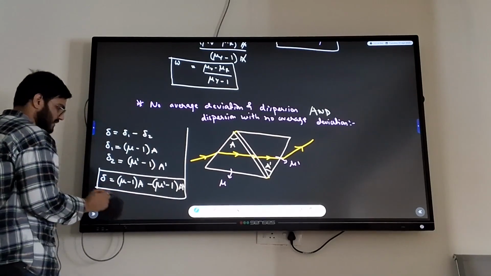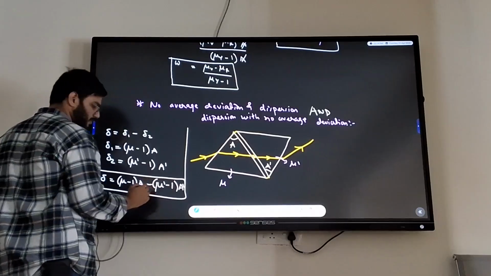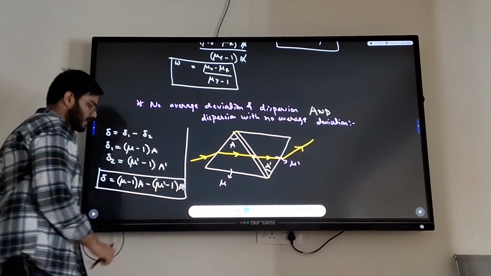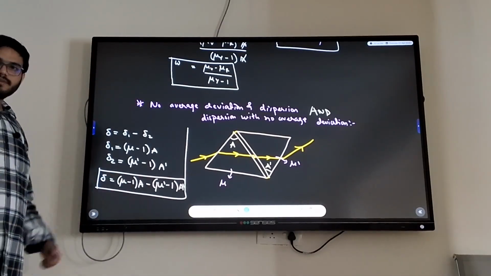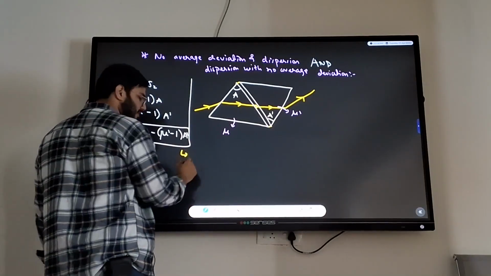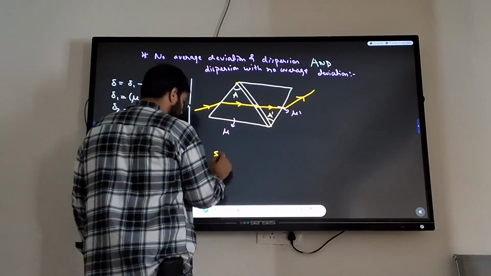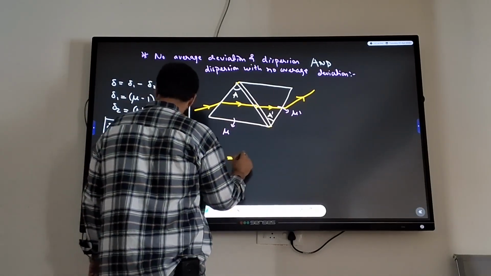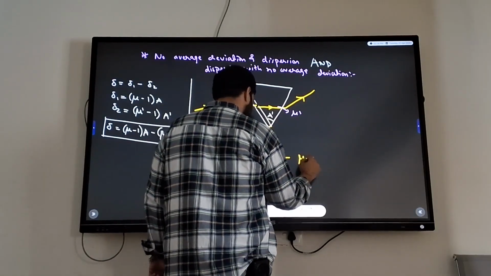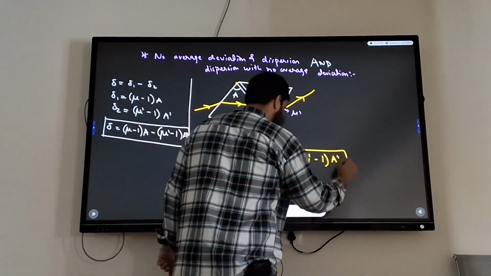If we have a setup like this, now we will do all the discussion for this setup only. And what will be the average deviation here? What is average deviation defined to be? That's defined only for yellow color. Then what will I write? Delta yellow is equal to (mu y minus 1) into A minus (mu y dash minus 1) into A dash. This is the definition of average deviation.